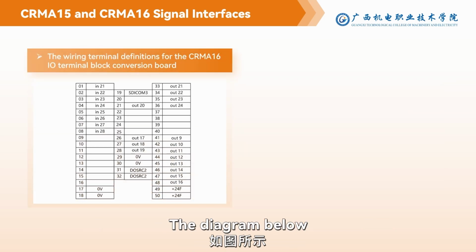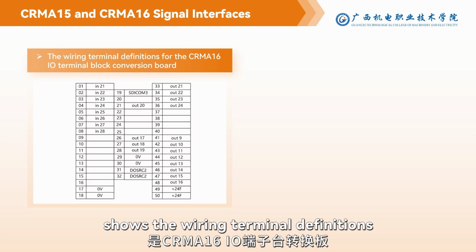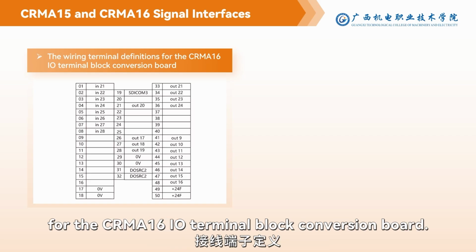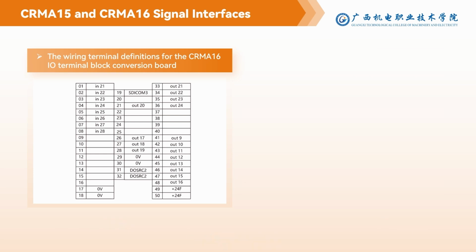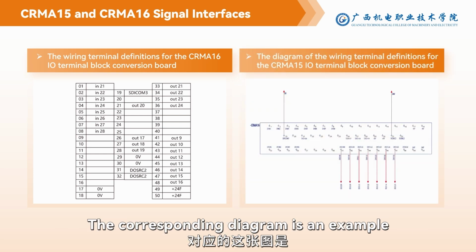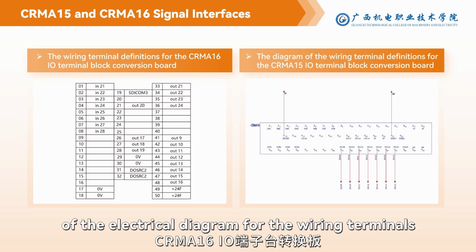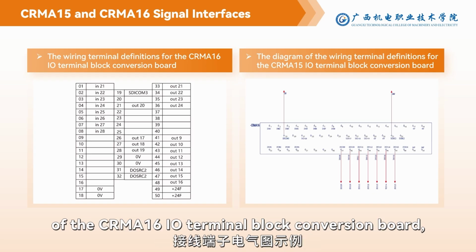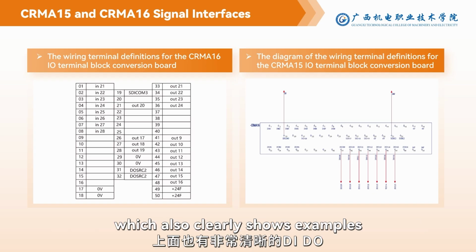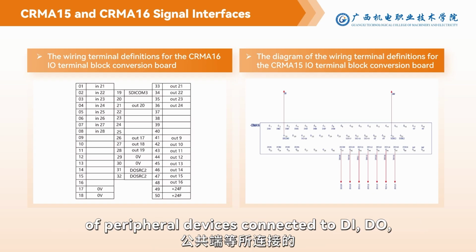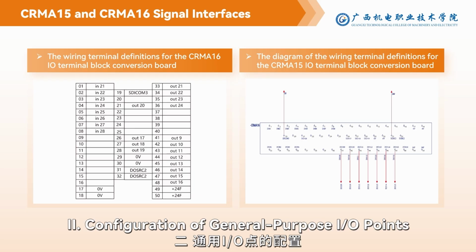The diagram below shows the wiring terminal definitions for the CRMN16 I/O terminal block conversion board. The corresponding diagram is an example of the electrical diagram for the wiring terminals of the CRMN16 I/O terminal block conversion board, which also clearly shows examples of peripheral devices connected to DIDO and common terminals.